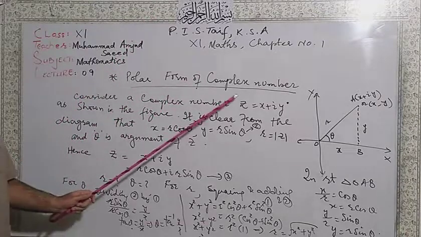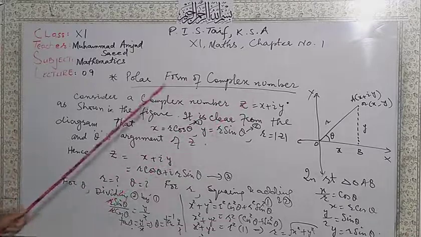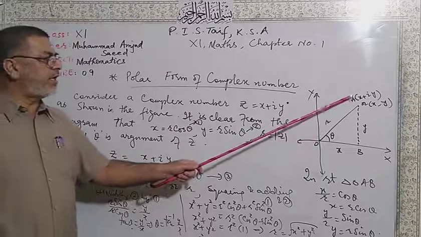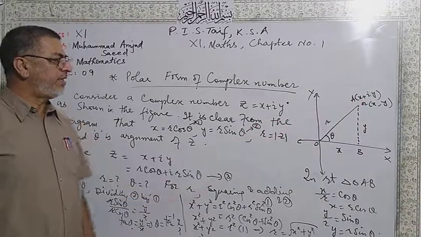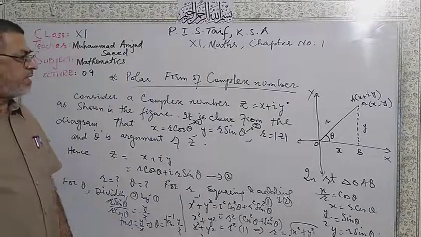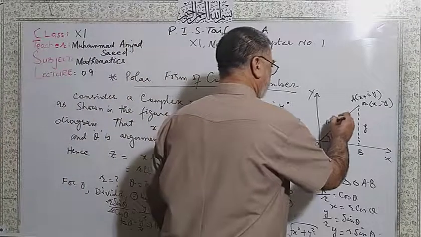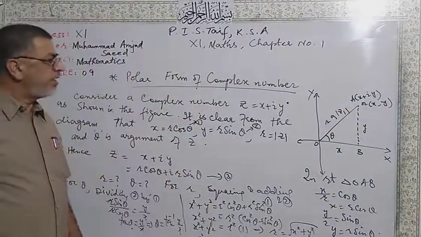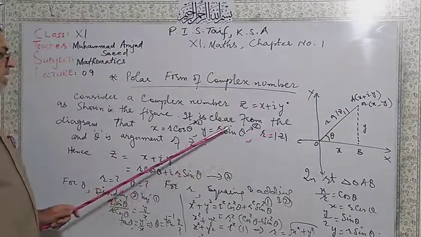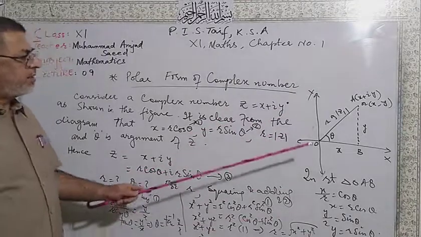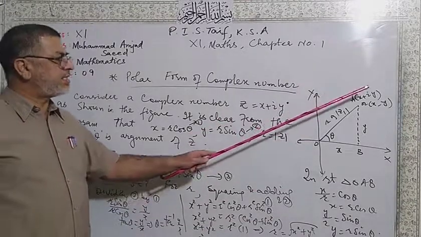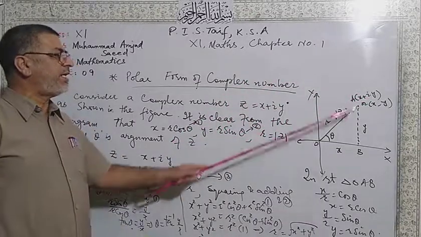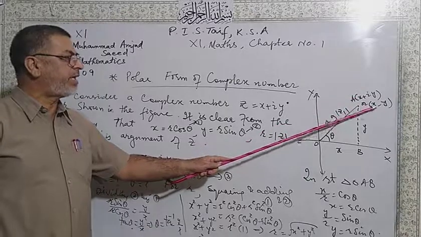Consider the complex number z is equal to x plus iota y as shown in the figure. It is represented by OA, that is x plus iota y. That is known as r, or you can say this is the mod. So here it is clear from the figure that OA is representing our complex number z is equal to x plus iota y. It can be written in terms of ordered pair (x, y).